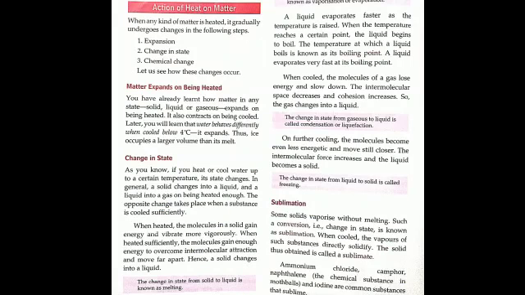Next, action of heat on matter. When any kind of matter is heated, it gradually undergoes changes in the following steps. First is expansion, second is change in state, and third is chemical change. Let us see how these changes occur. The first one is expansion. When we heat any kind of matter, expansion happens.